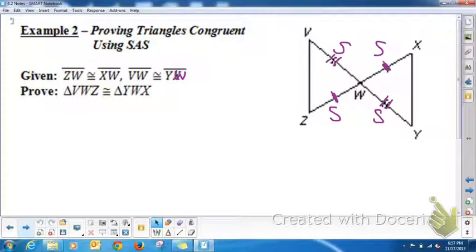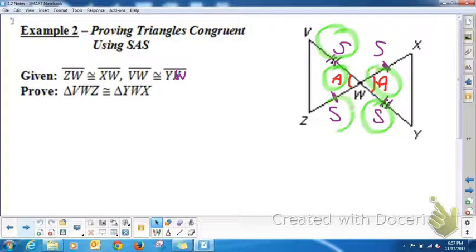So we have two pairs of sides that are congruent in these two triangles. What do you know about angle ZWV and angle XWY? They're vertical angles, so they are congruent. So we can prove that triangle VWZ is congruent to triangle YWX using side, angle, side. Because we have a pair of corresponding sides, an included angle, and another pair of corresponding sides. So we have side, angle, side.